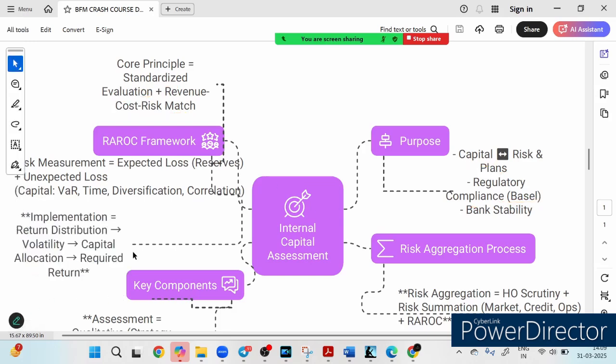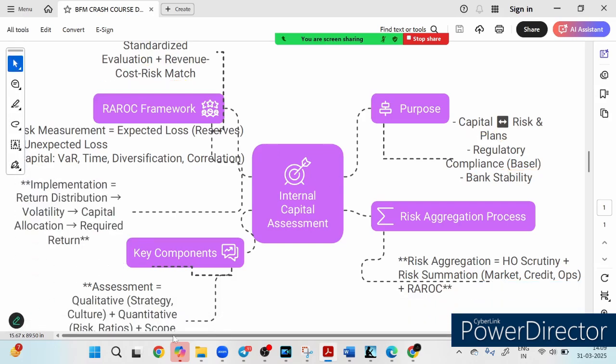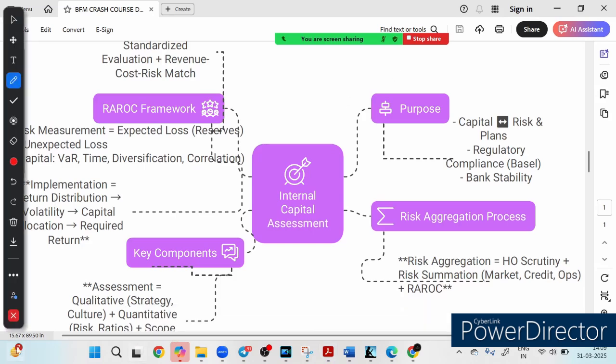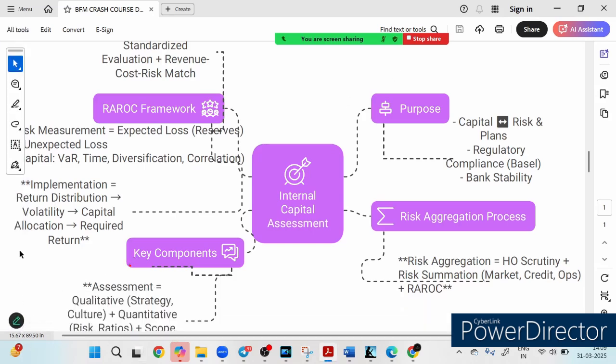Now friends, after understanding the purpose, let's look at the RAROC framework. On the left side you can see the RAROC framework. So what does it mean? The risk adjusted return on capital is the cornerstone of the model.